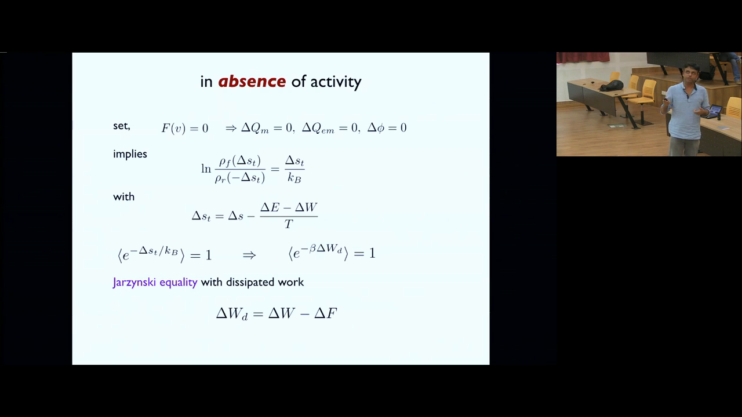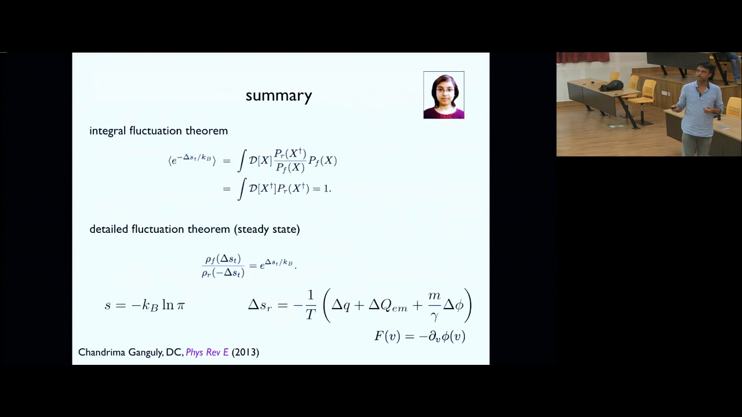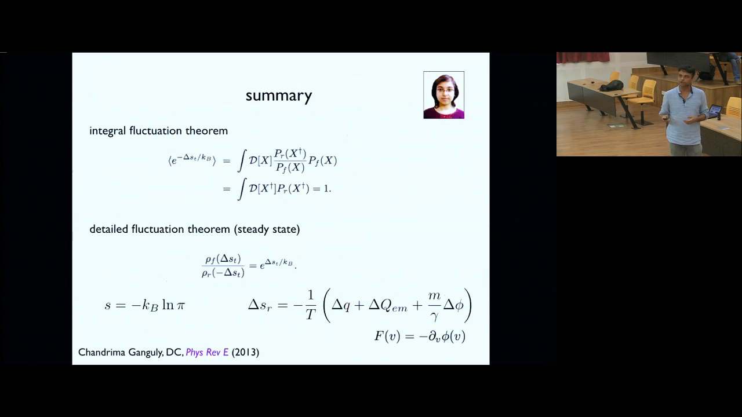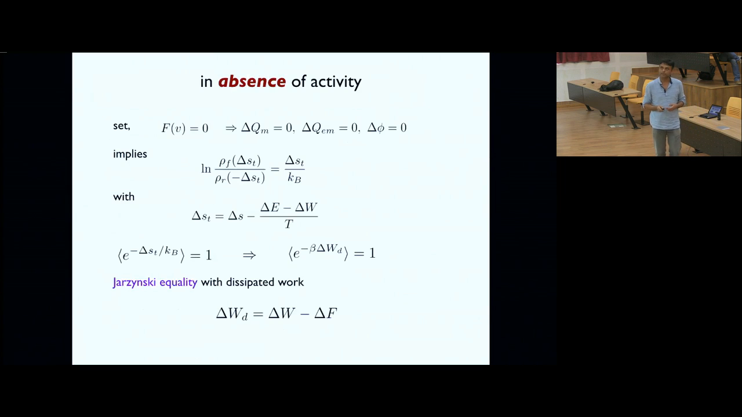Of course, if you switch off these velocity-dependent forces, as I assured, we'll get back this delta qm. The moment I switch off velocity-dependent forces, all these extra terms drop out because everything has this bit of fv. So they drop out and we get back our original Clausius form of reservoir entropy production. And then of course it obeys the Jarzynski equality, etc.